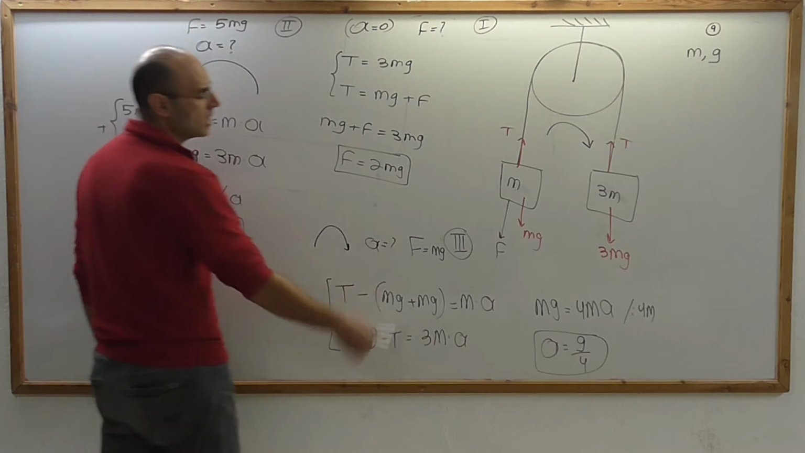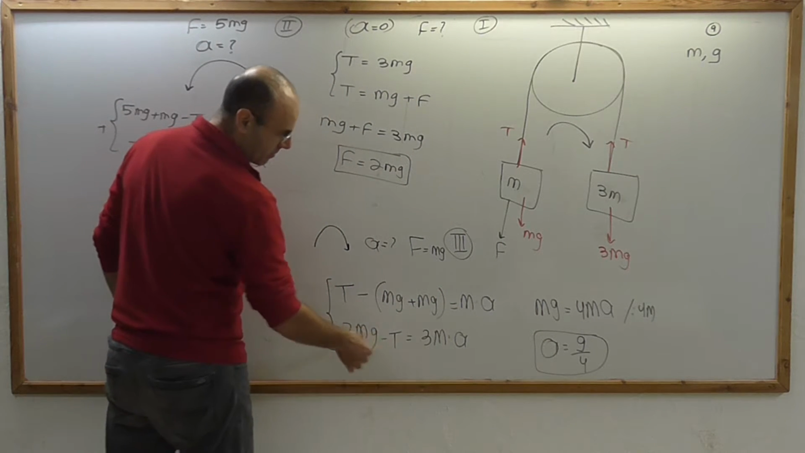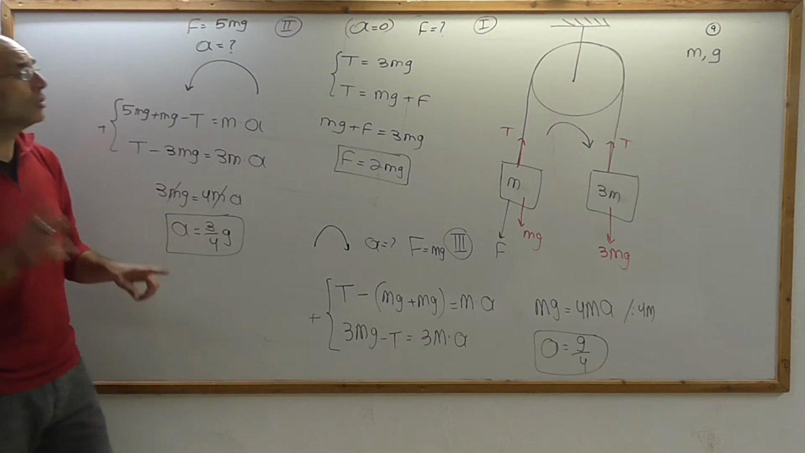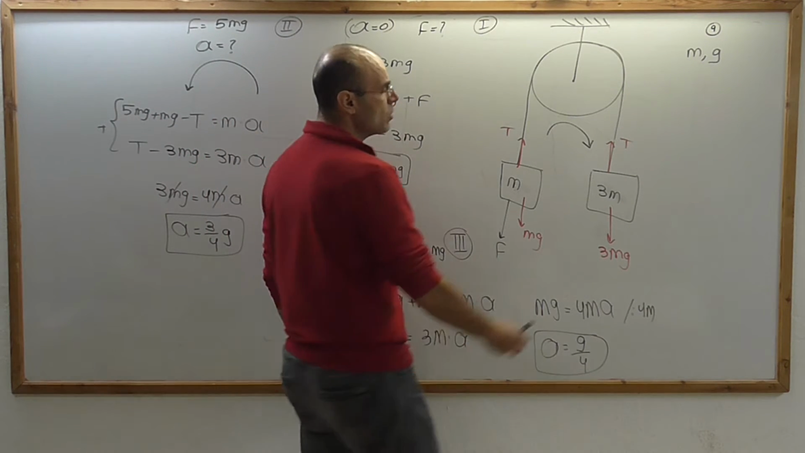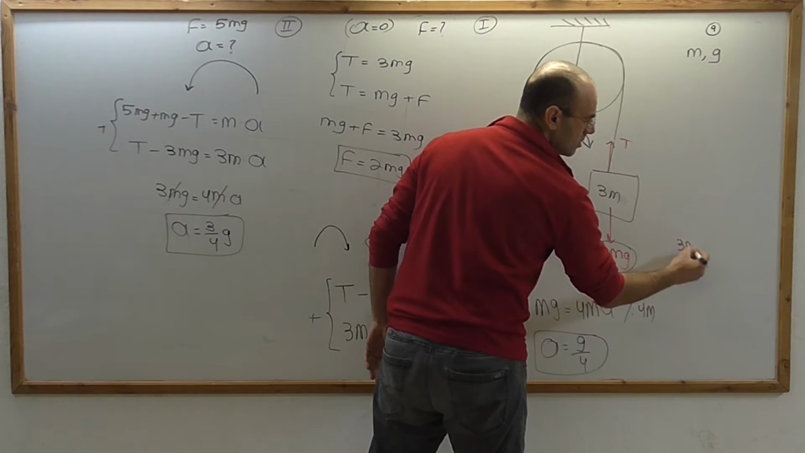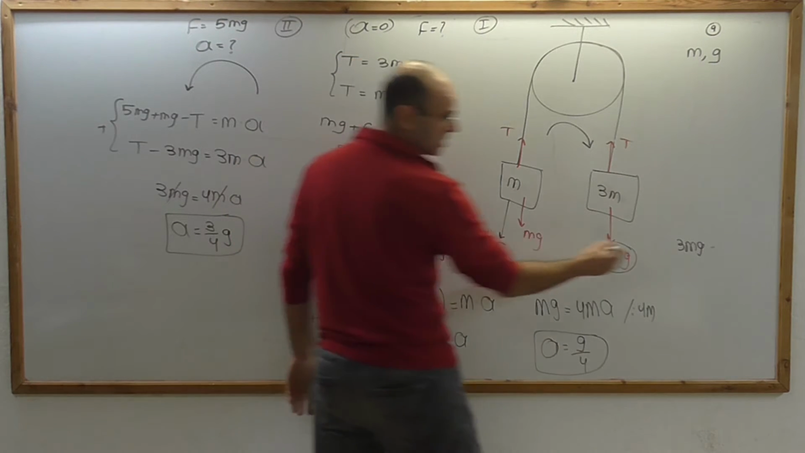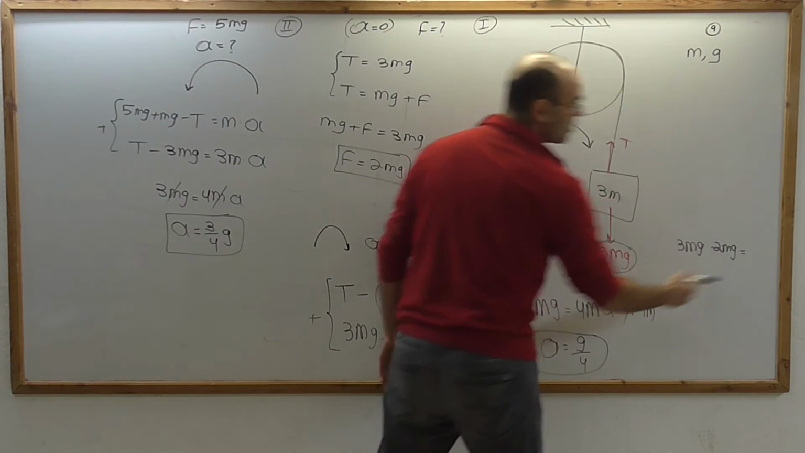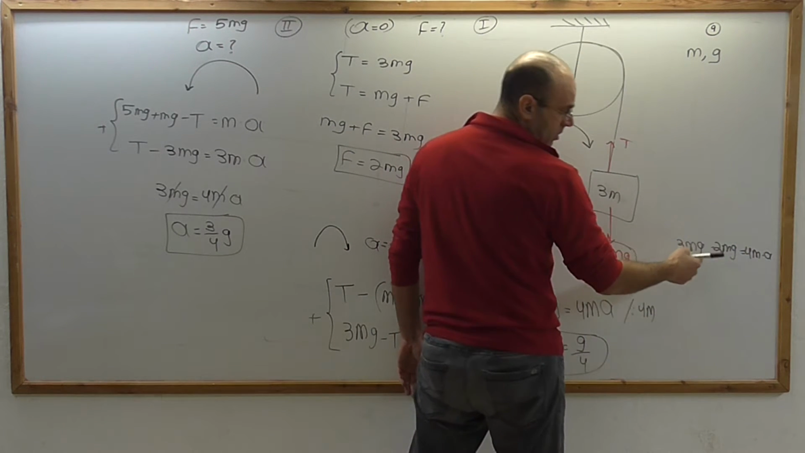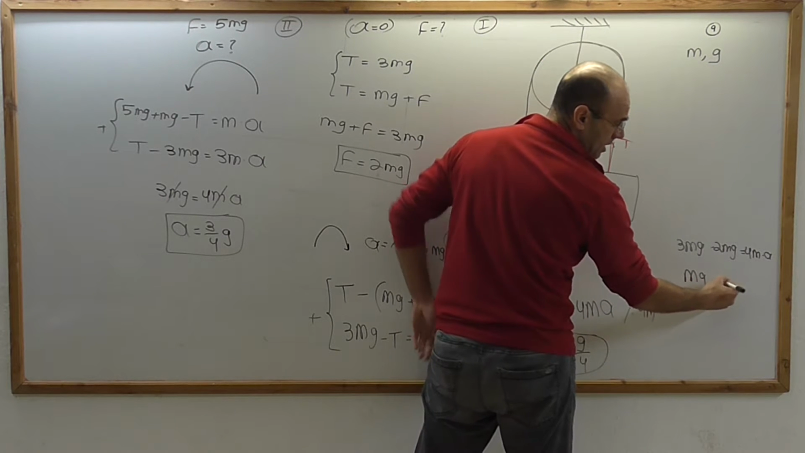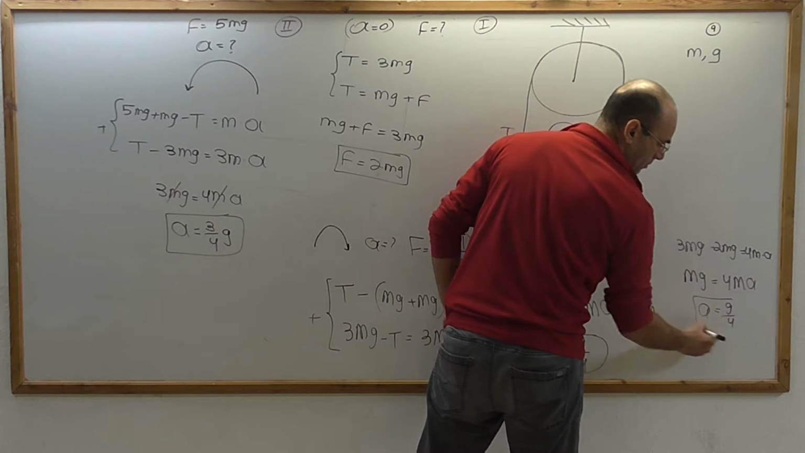If we want the tension, again, just place g over 4 here and find the tension. If we were to look at this system as a whole mass, we would say 3mg minus the external force, which are 2mg, 1mg and 1mg is 2mg, equals the mass of the system, which is 4m, times a. So we get exactly the same result. mg equals 4ma, a equals g over 4.